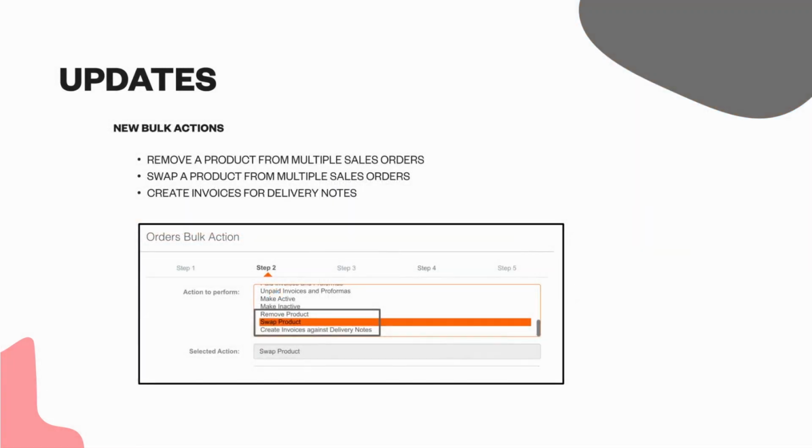For the next update, we've just added a few bulk actions to the sales order area, so you can remove a product from multiple sales orders, swap a product from multiple sales orders, and create invoices for delivery notes, all via bulk actions within the orders area.